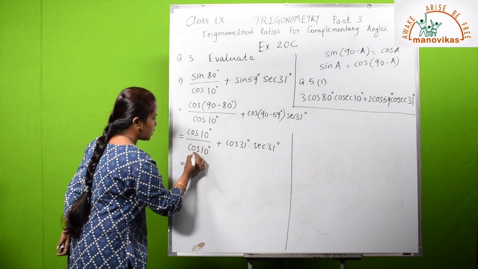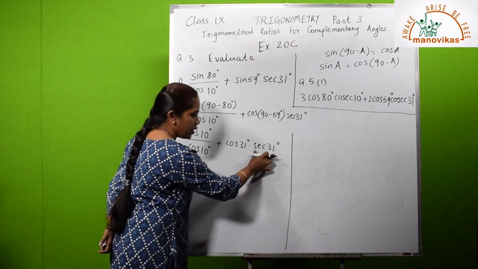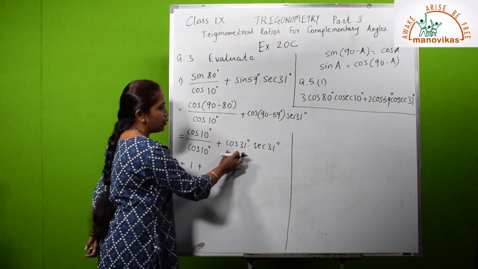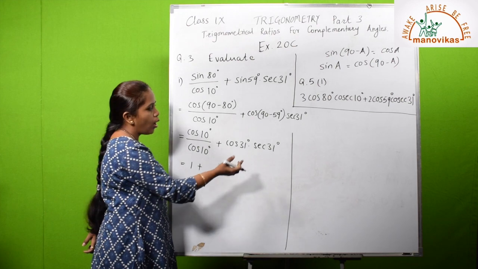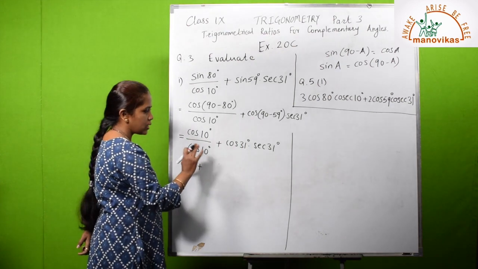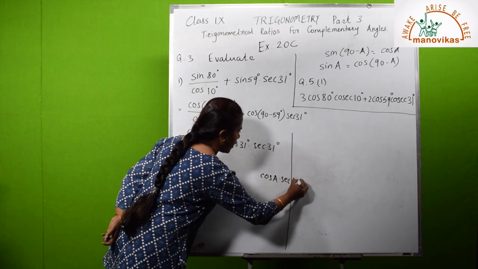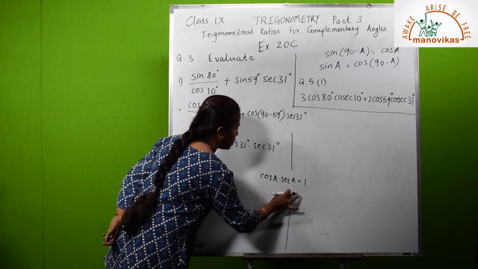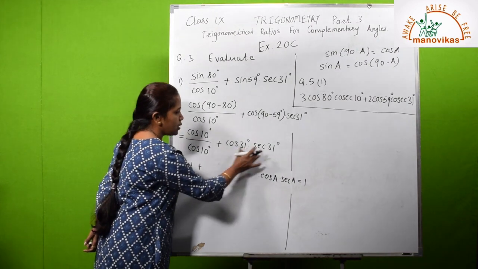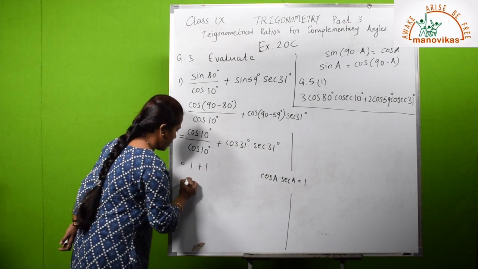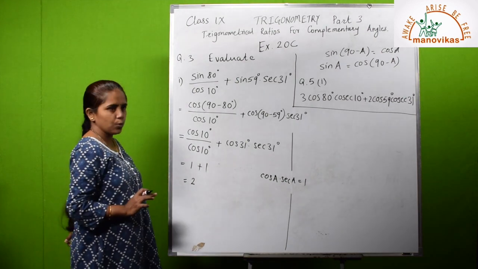Now again cos 10 upon cos 10 is 1. Now cos 31 into sec 31. We know that cos reciprocal is sec or sec reciprocal is cos. So cos A into sec A is equal to 1 because they are reciprocal of each other. So cos 31 into sec 31 is 1. So 1 plus 1 is 2. So the answer for this is 2.